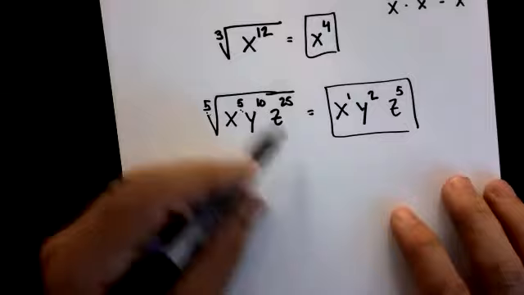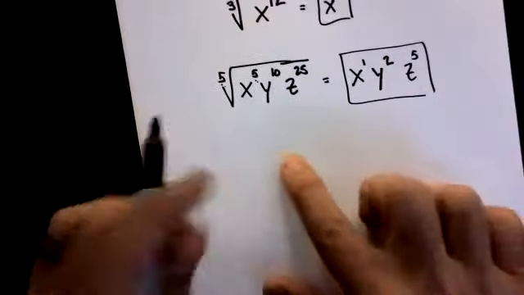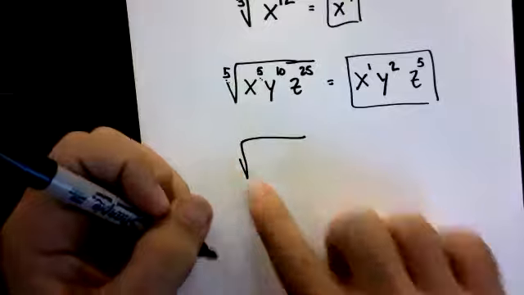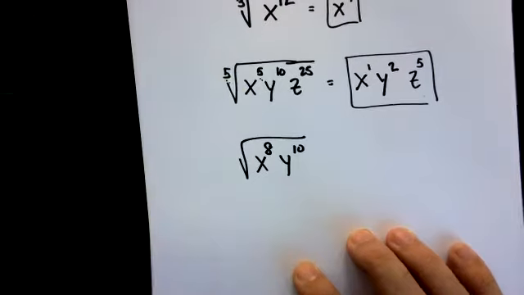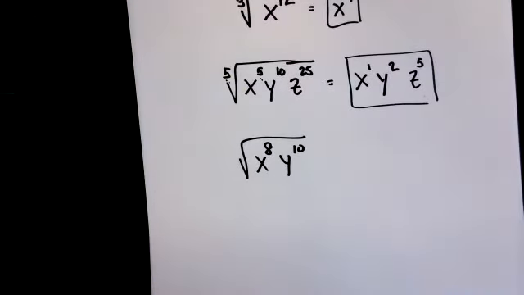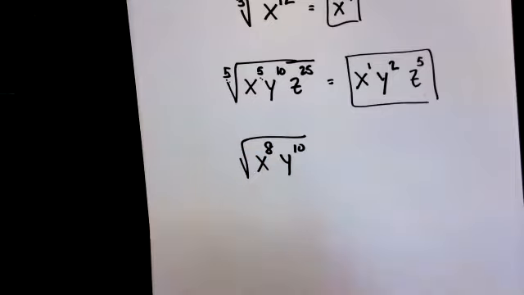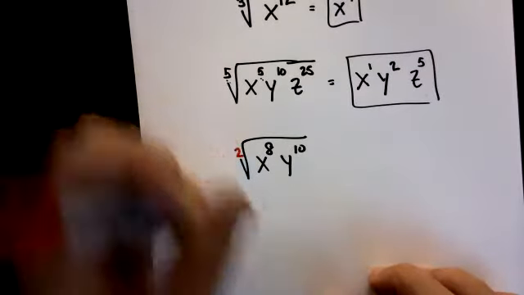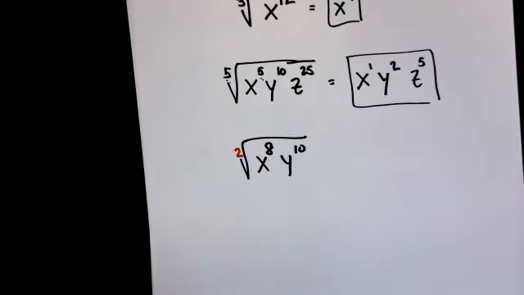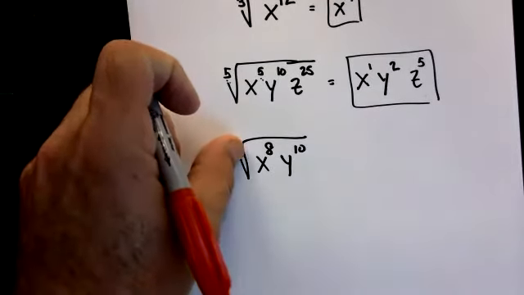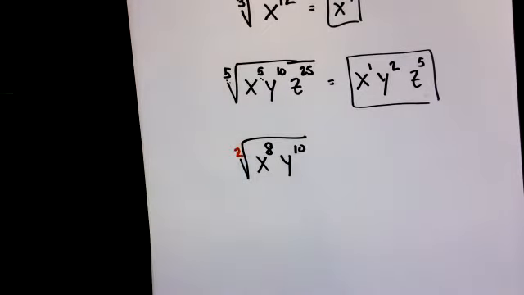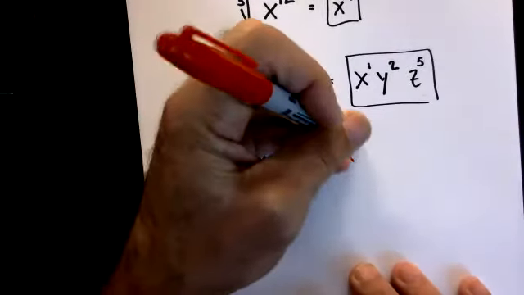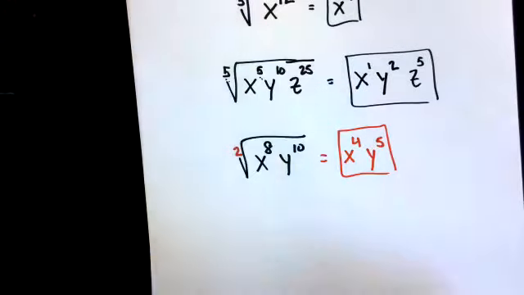Now, if they mix these things together, or here, let's do this. If they don't show you the index, this is where it's going to be important to know. Remember, I said if there's no index number, it's a square root. So if you don't see an index number, it's automatically a 2. So if they just say, what's the square root of x to the 8th, y to the 10th? That index is an implied 2. So then that would be x to the 4th and y to the 5th.